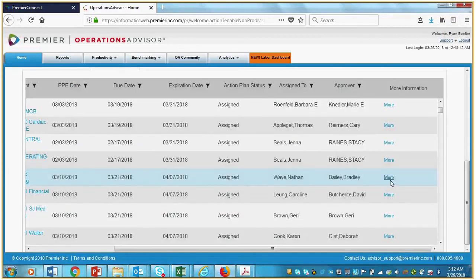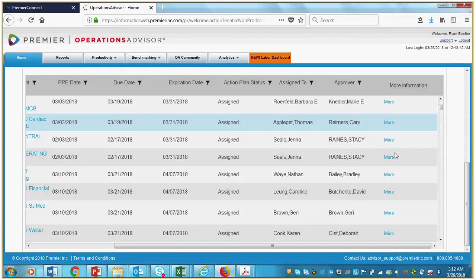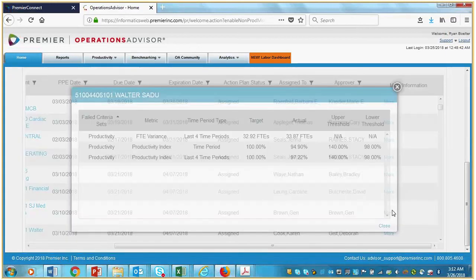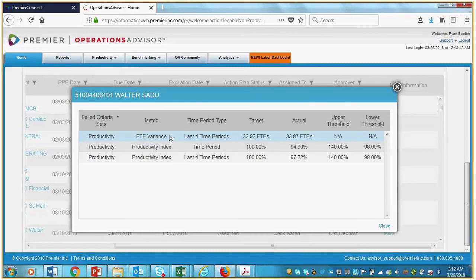We could go down here. Let's see if we can find another one. That's overtime. This one is productivity. So productivity had 3 components to it.